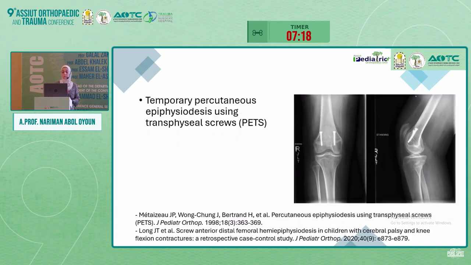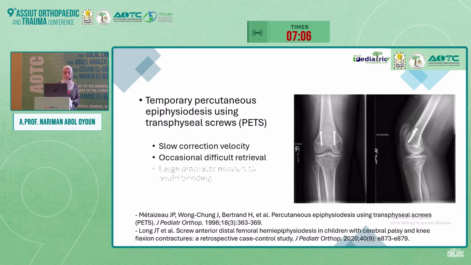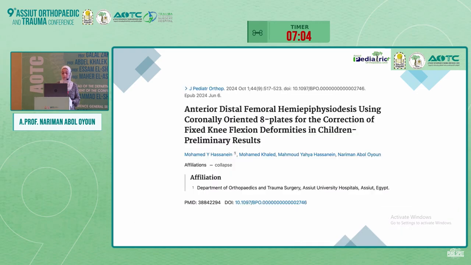PETS is a viable option, a very good option. You do not have to go through the knee. You target the anterior physis, and then you remove them when the job is done. Sometimes it's hard to remove them, sometimes, okay?